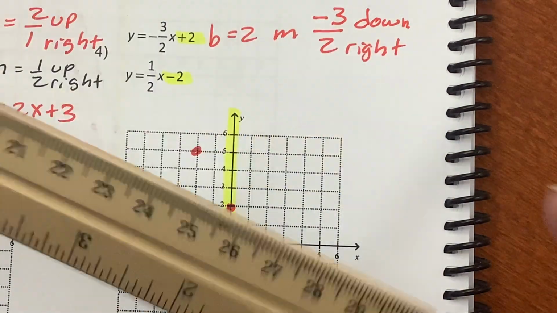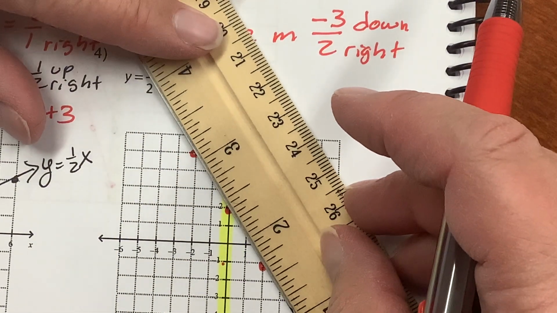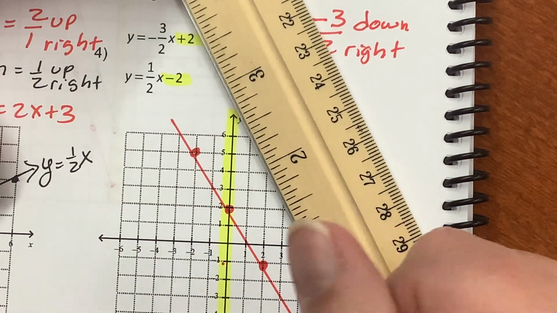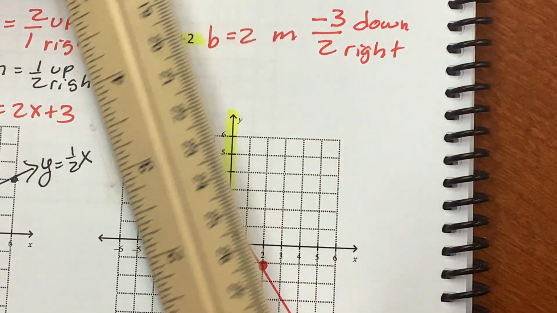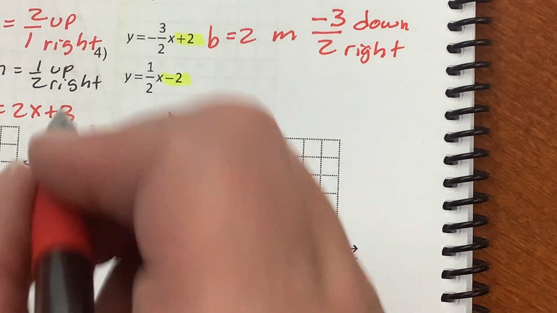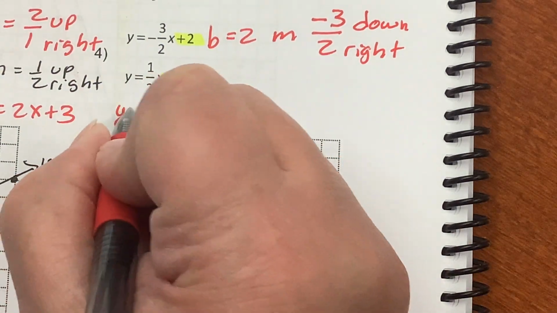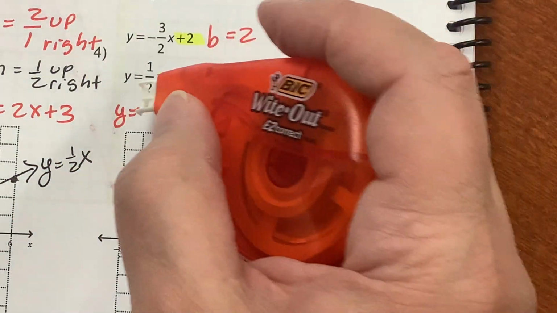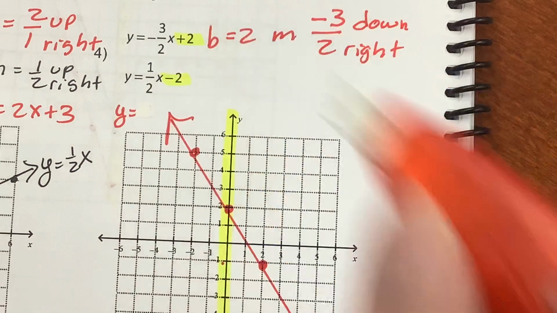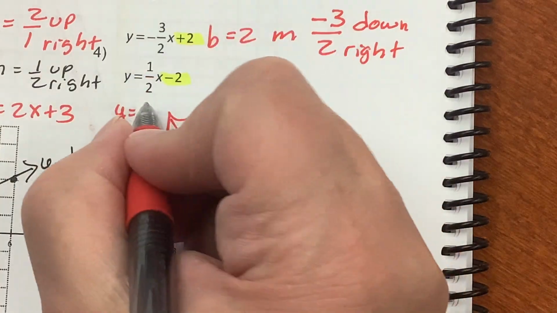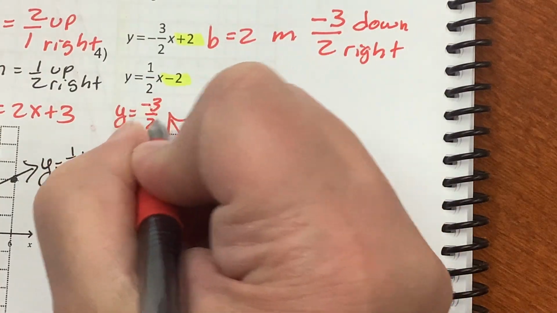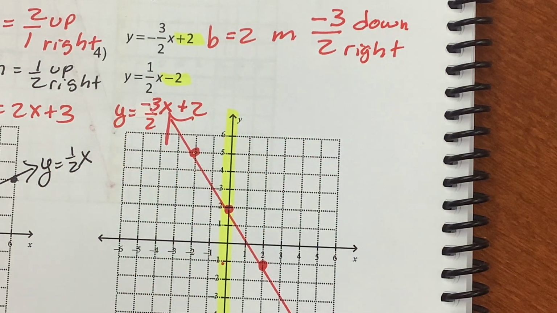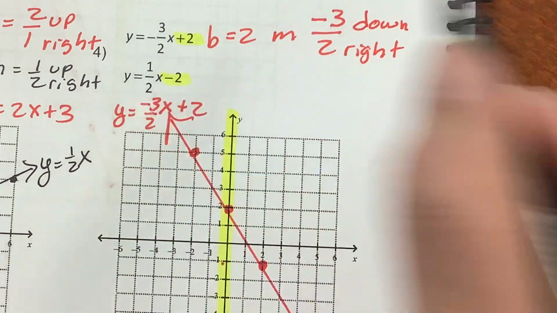I could reverse that and go up 3, 2 to the left. Now I have lots and lots of points, all the way across the whole grid, because remember, you don't know where they're going to intersect. So you want to make sure your line goes over the whole grid. Write the equation down. Y equals negative -3/2x plus 2. I want the negative to be very, very obvious.